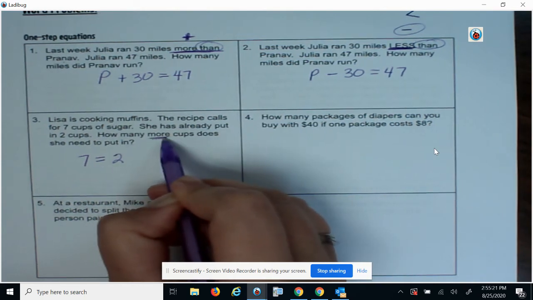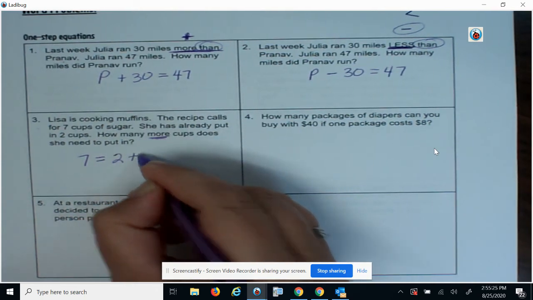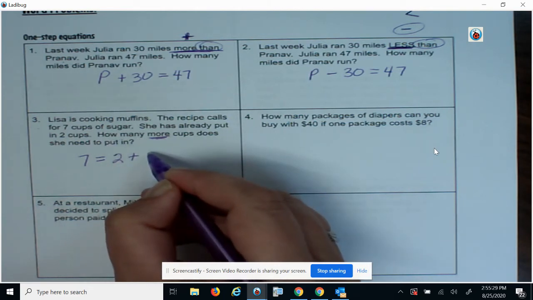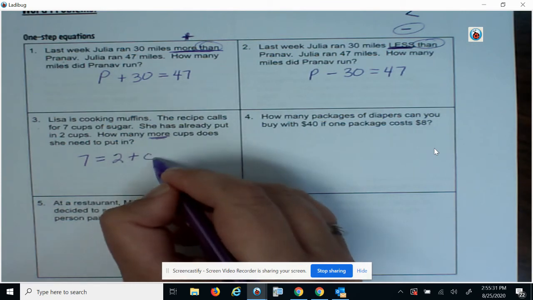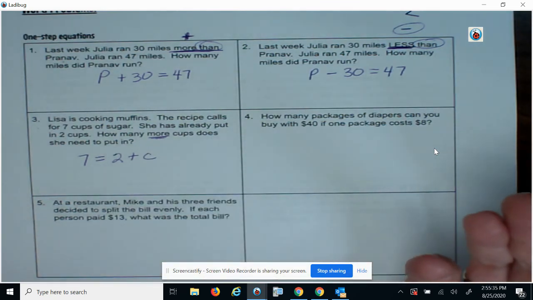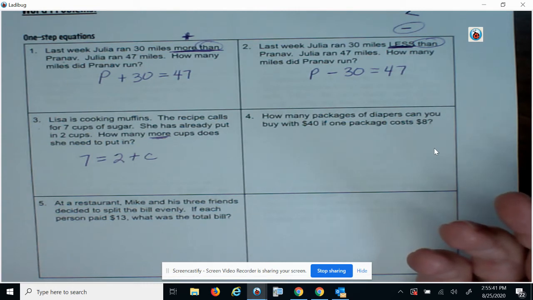More meant what again? Plus. We don't know how many more, right? How many? So that's our variable. Since it's cups, let's just call it a C. Now, some of you may have solved this without an equation, and I know you can do that, but get used to thinking of how it would look as a math equation, okay? Because we're going to do this a lot throughout the year.